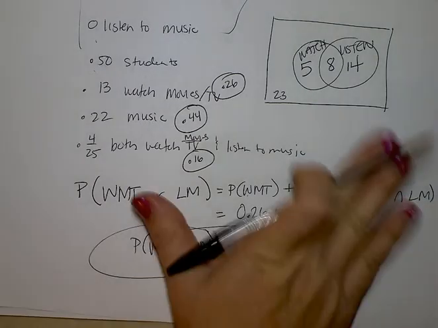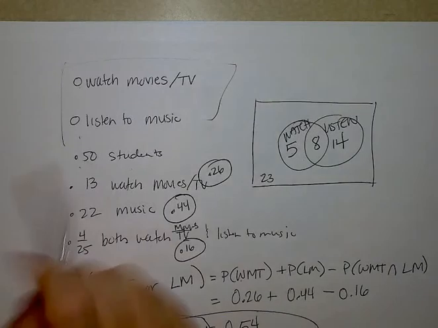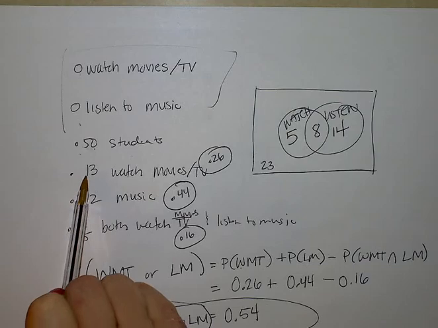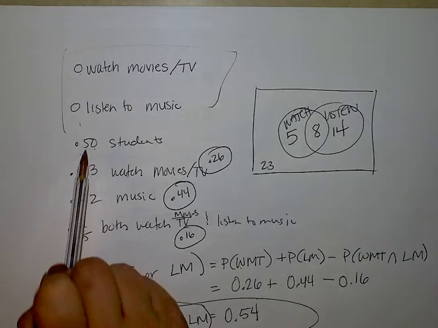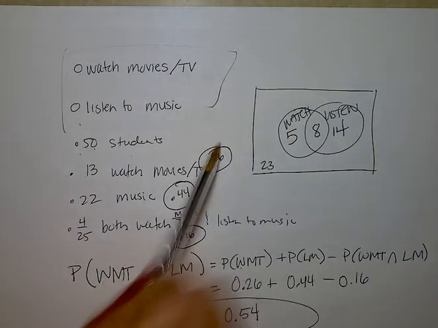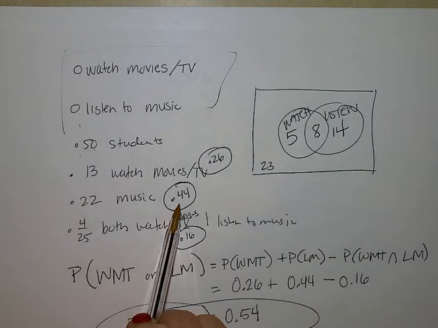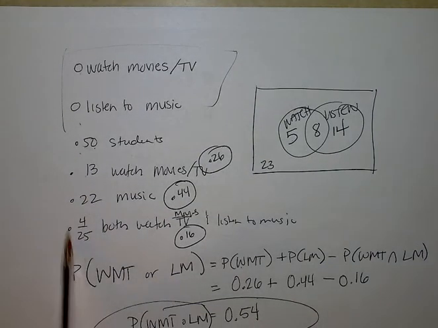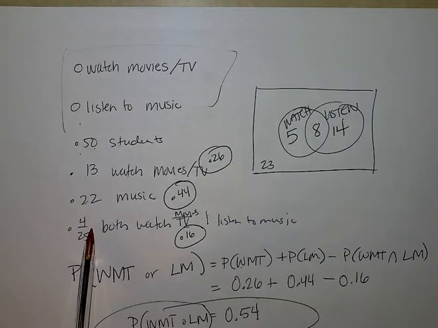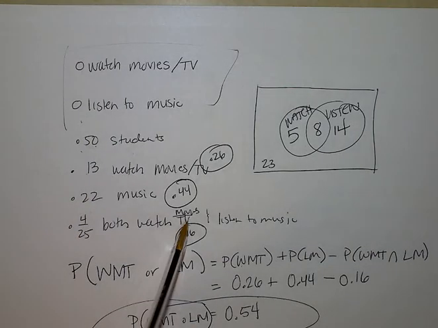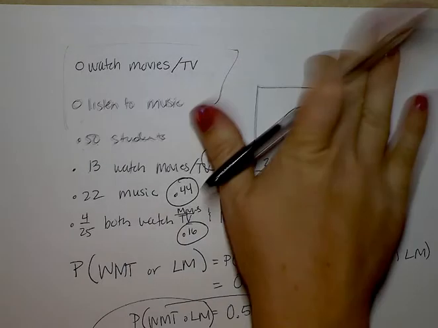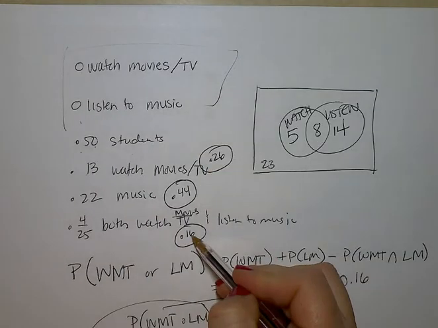Okay, here we go. So 50 students are surveyed in total. 13 of them watch TV, so 13 divided by 50 is 0.26. 22 listen to music, 22 divided by 50 is 0.44. This is going to give us a percentage that does both. So this percentage is 0.16. Good so far? I'm going to fill up this portion. Please take 0.16 for me, Miguel, and take it times 50.